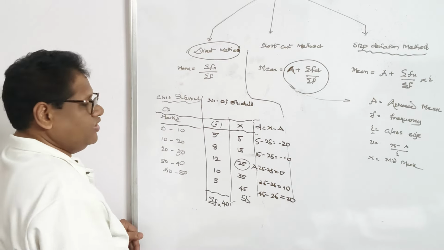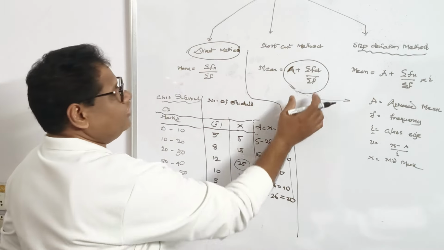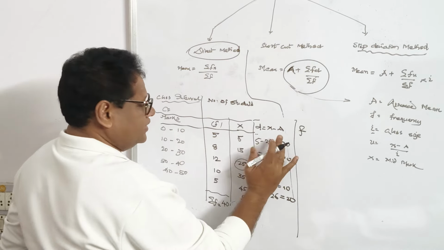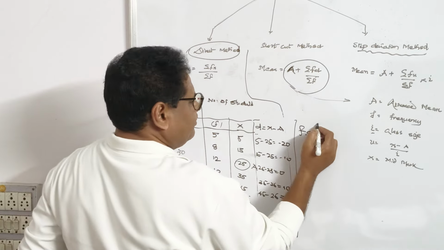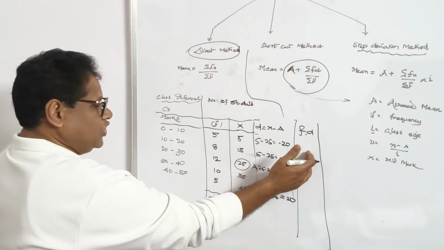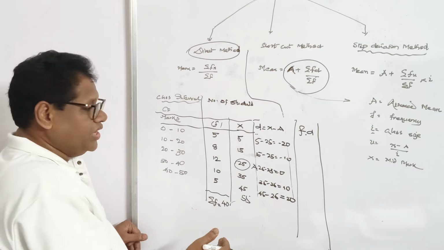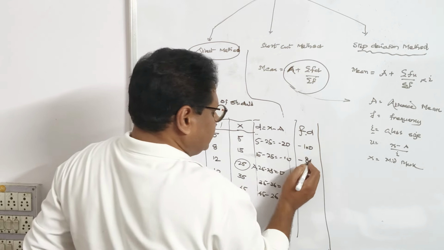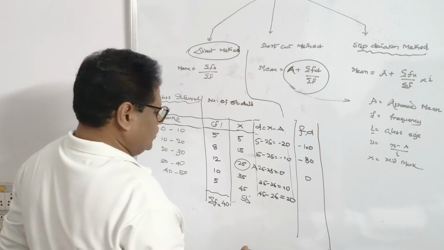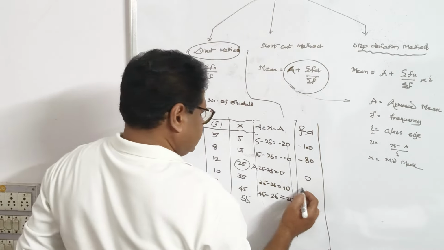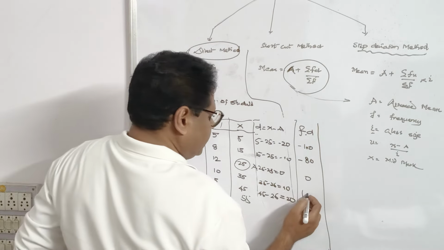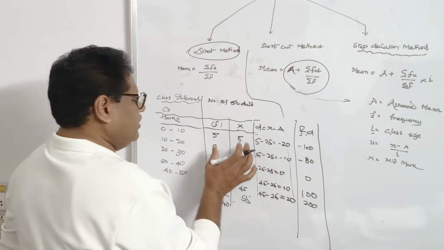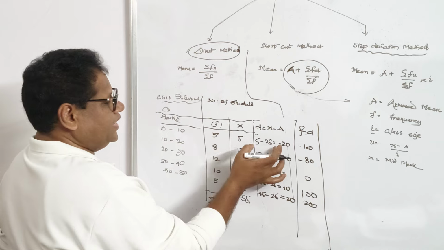Okay, now what we have to do, we have to get FD, the product of F and D. So here we have F into D, the fifth column for the whole question. Okay, this comes to minus 100, this comes to minus 80, then we have 0, then 10 into 10, this is 100, then this 10 into 20, this is 200. Okay, so we have got the product of F and D.